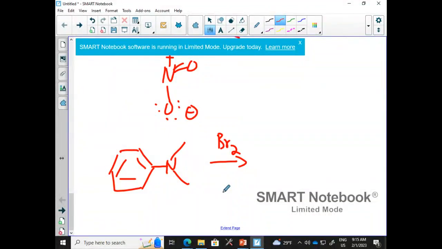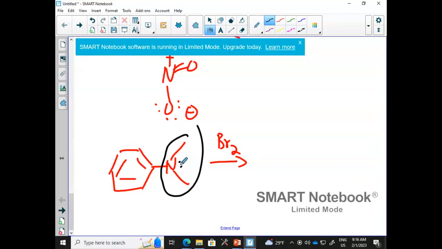This group is activated or deactivated? Would it be deactivated because the methyl groups are pulling electrons away from the center? Methyl group, usually, its effect is minimal. It's actually a lone pair here, okay?